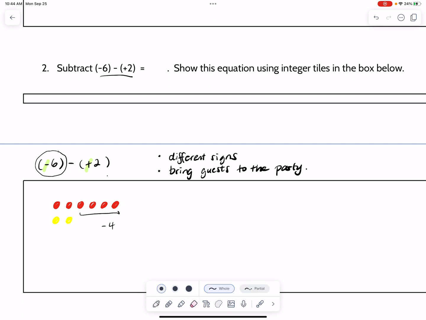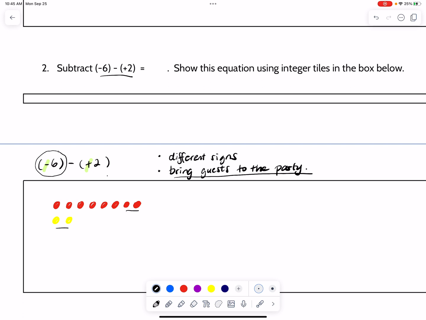Now, I'm going to erase this part here. What you have to do is, this is where I mean to say you're always bringing guests to the party, because to truly preserve the value of -6, you have to add in 2 more red tiles. What I mean to say is partners to the party here, okay? So you're bringing in 2 red tiles here.